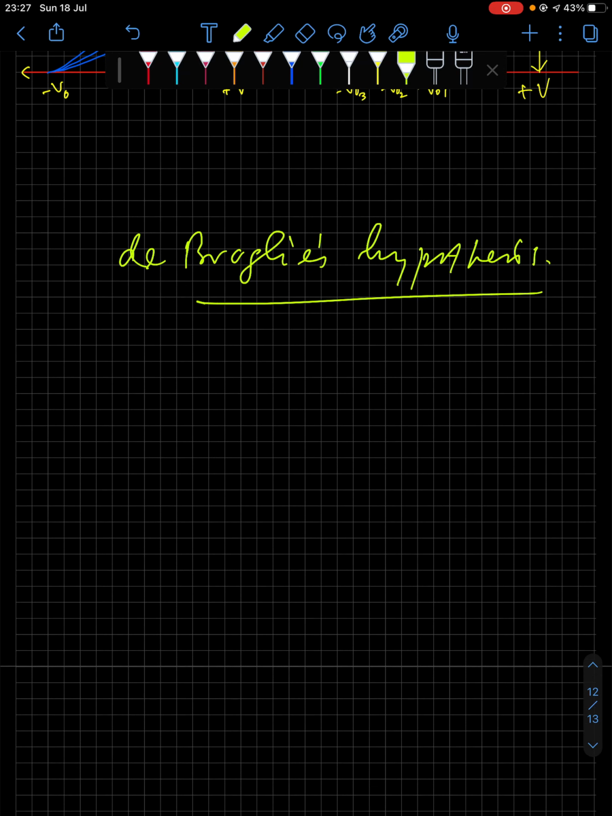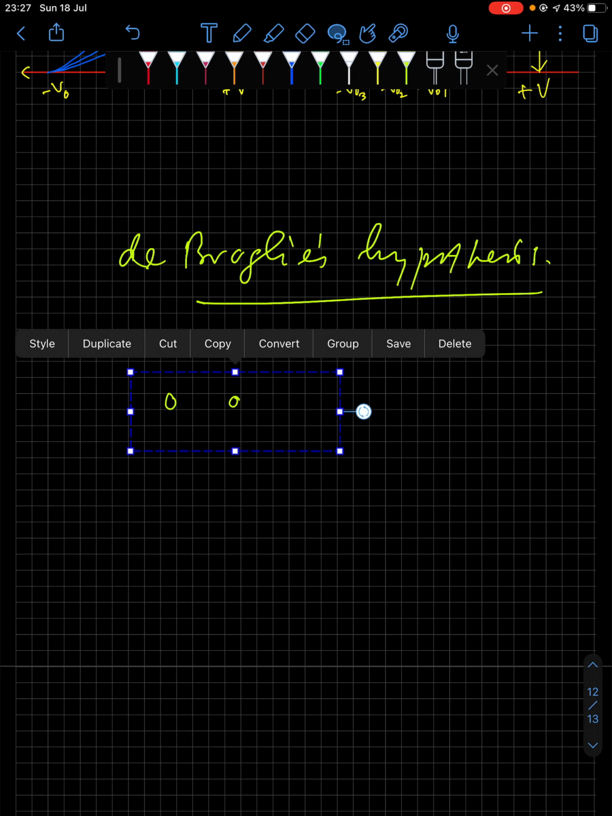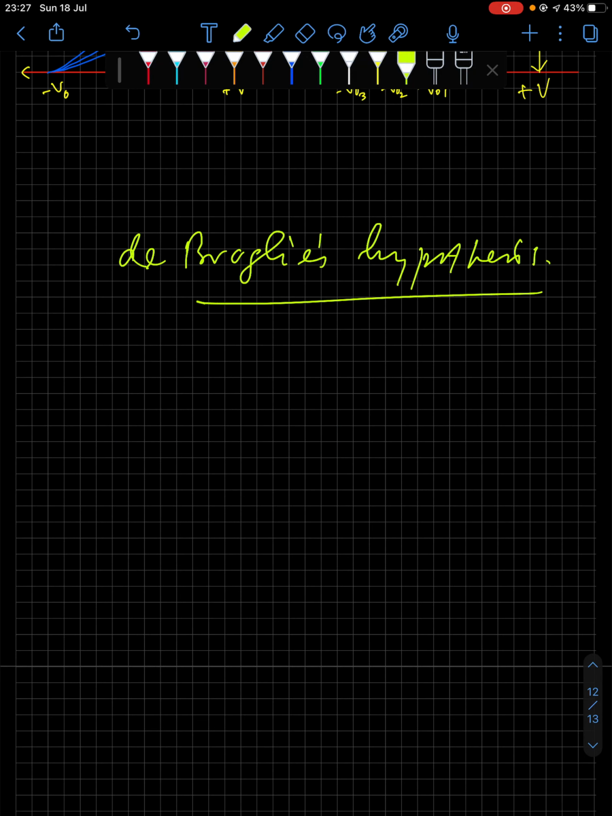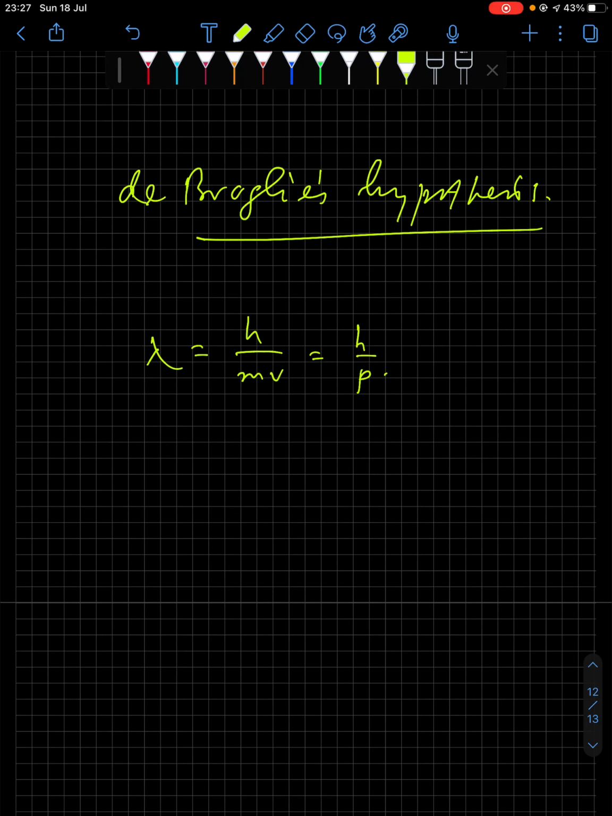De Broglie's hypothesis. De Broglie proposed that if light, being a wave, can behave as a particle, then material particles such as electrons, protons, neutrons, atoms, molecules can also behave as waves. Being particles, they can behave as waves, whose wavelength can be measured by the relation lambda equals h by mv equals h by p, where p is the momentum of this material particle, m is its mass, v is the speed, and h is the Planck constant.